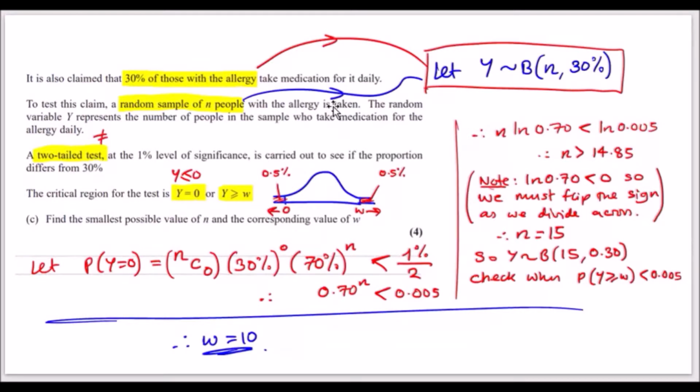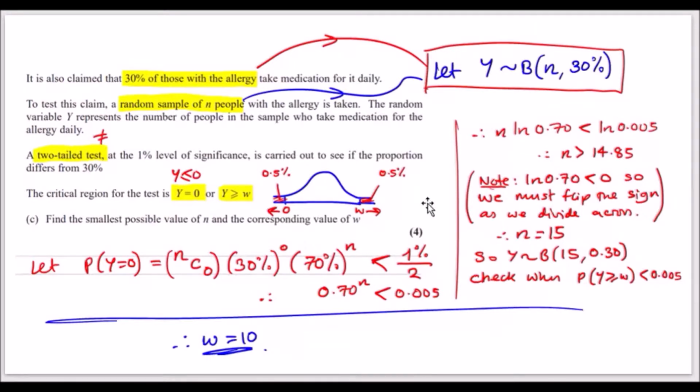Now the critical region for this test is Y equals 0 and Y greater than or equal to w, where 0 is more or less the lower bound because it's discrete. We begin with 0 onwards. So in other words, this is how it kind of looks. If you think of it as a normal distribution, even though a binomial is all blocks, that's the kind of idea we're having. So what do we want? Find the smallest possible value of n and the corresponding value of w.